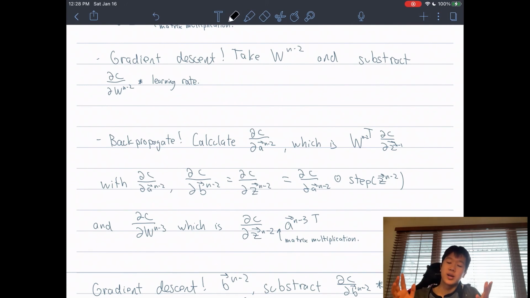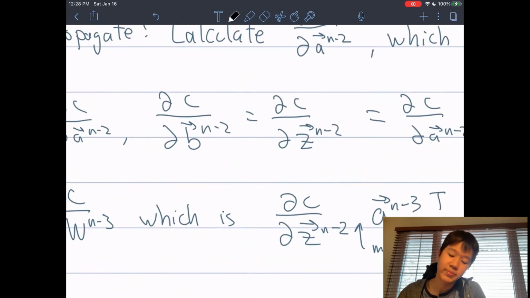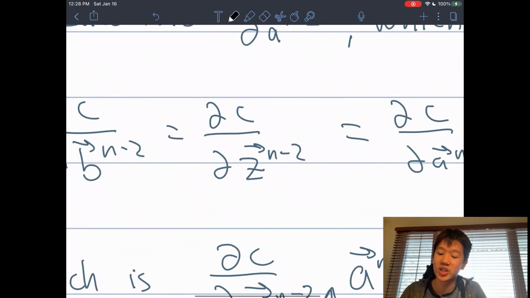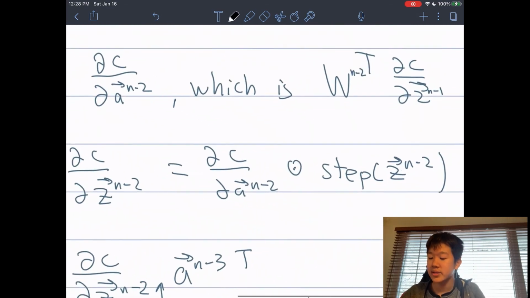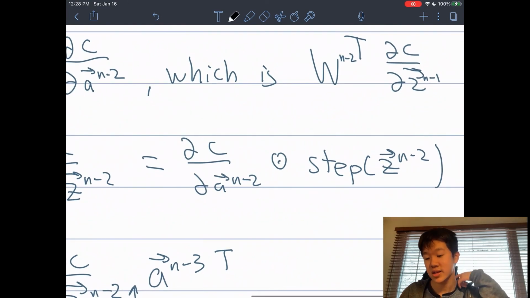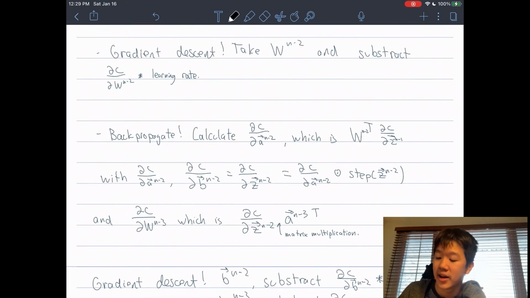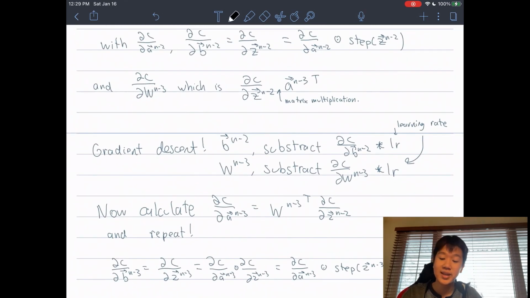With this, you can calculate del C over del B n minus 2, because this del C over del B n minus 2 is just equal to del C over del Z n minus 2, and this is just equal to del C over del A n minus 2, element-wise product with step of Z n minus 2. And we then have that del C over del W n minus 3 is just del C over del Z n minus 2 matrix multiplied with A n minus 3 transposed. Gradient descent again. So for B n minus 2, we subtract del C over del B n minus 2 times a learning rate. And then for W n minus 3, we subtract del C over del W n minus 3 times a learning rate.